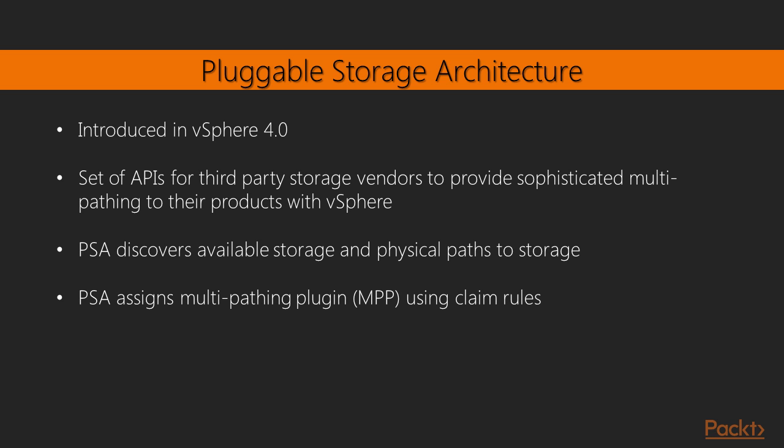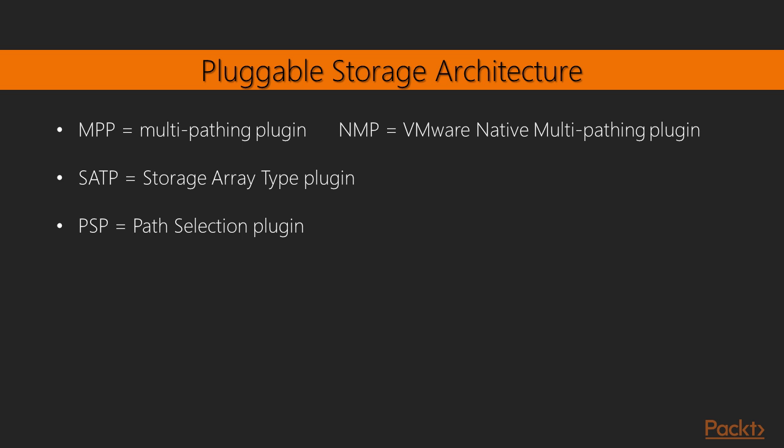The PSA discovers available storage, and it also determines the physical paths to the storage. Once it has done that, using something called claim rules, and we'll be looking at claim rules very extensively, paths are actually claimed, and the PSA then assigns, based on those claim rules, the multipathing plugin to actually use. So MPP is the multipathing plugin, NMP is VMware's native multipathing plugin.